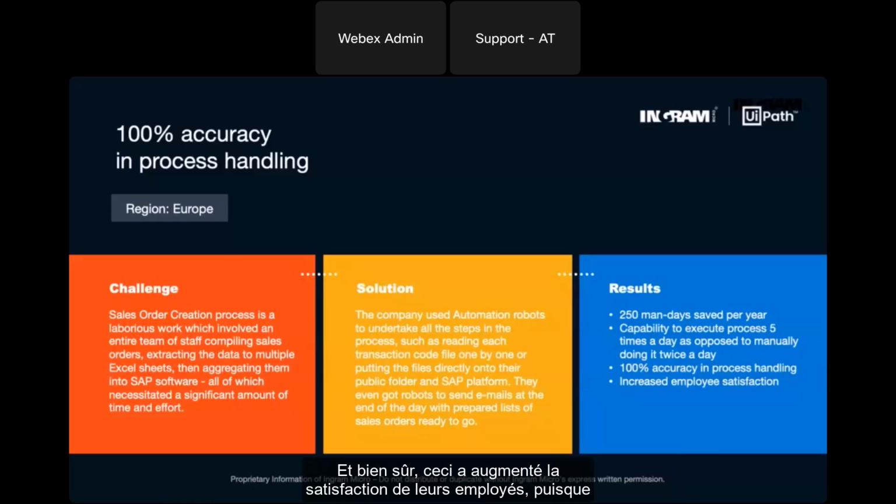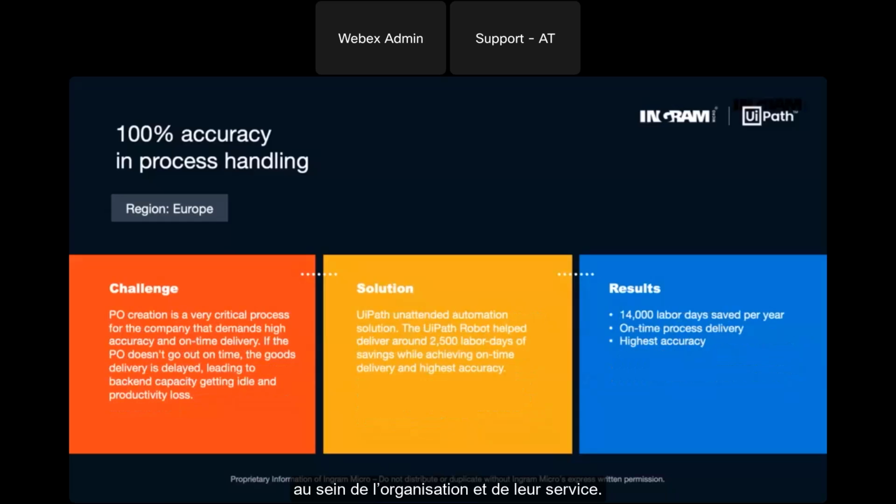And of course, this increased their employee satisfaction, because now this staff no longer has to spend time on those repetitive tasks, manual labor that doesn't add value to the process, and they can spend that time on more strategic activities or processes inside the organization, inside their department, right?